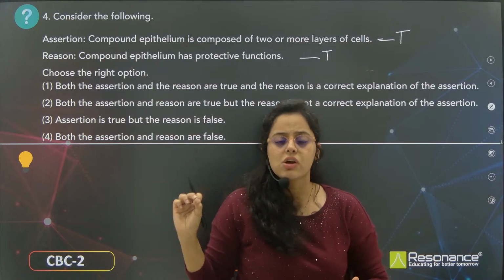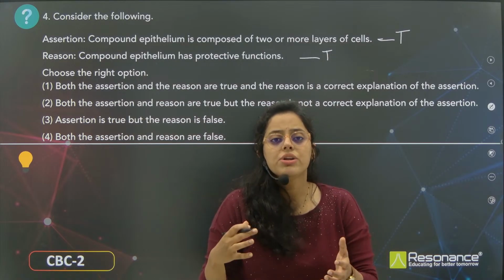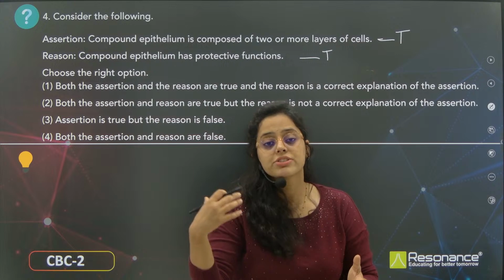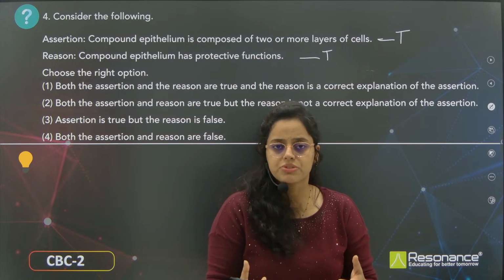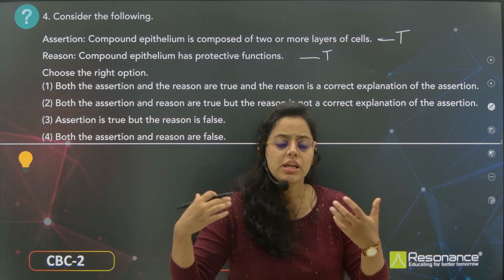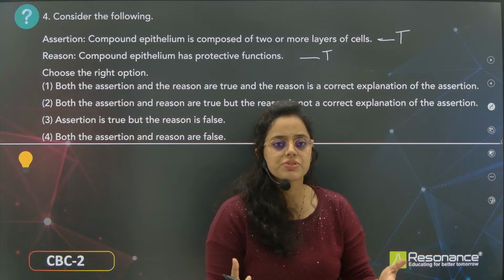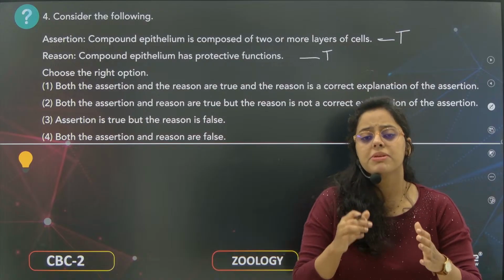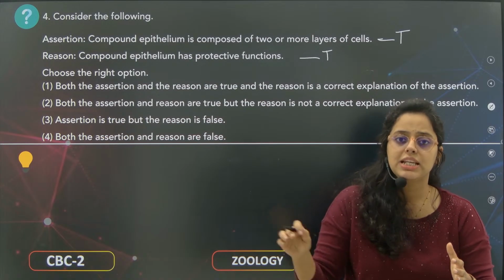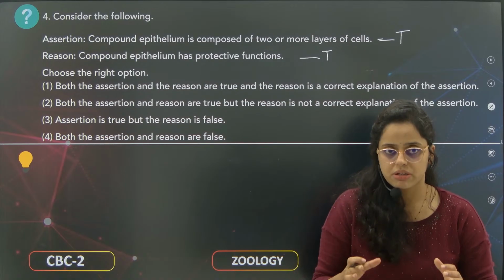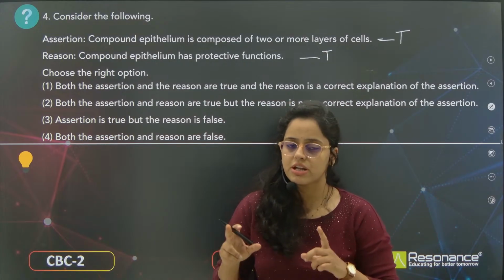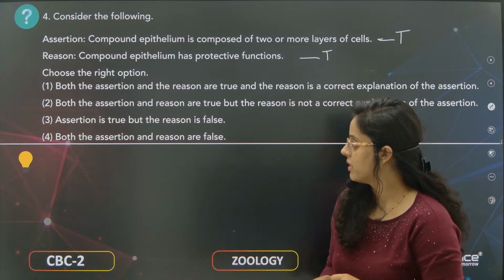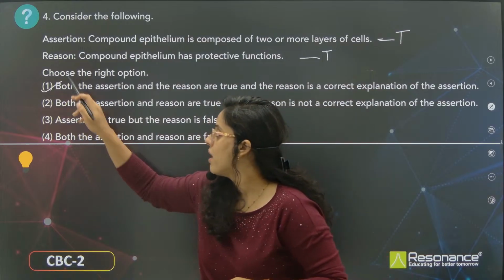If only a single layer of cells is present, it cannot tolerate the external stimuli or external forces or internal forces. It is basically protecting from the external environment or external forces, right? So it should be very thick. When it should be thick, the number of epithelial cell layers should be more, right? So here both assertion and reason are correct, and the reason is the correct explanation. So the answer we are going with is 1.